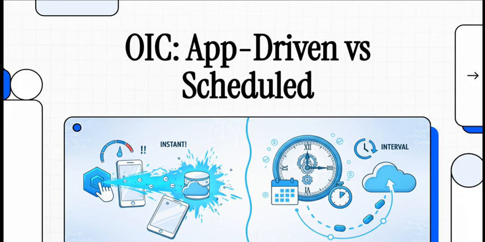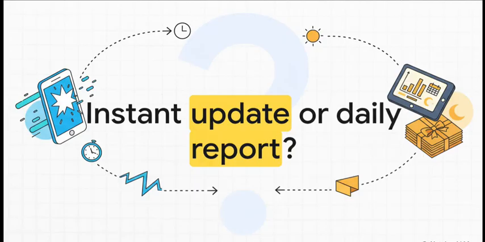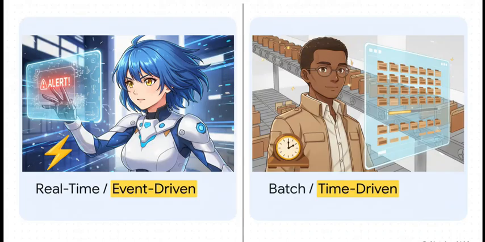Let's dive right in. Let's just boil this down to something super simple. Think about it. Do you need to know something right now, like the instant it happens? Or is getting a summary at the end of the day totally fine? That's really the core question here, and your answer is going to point you to exactly the right integration pattern you need. So this big choice really comes down to two flavors.